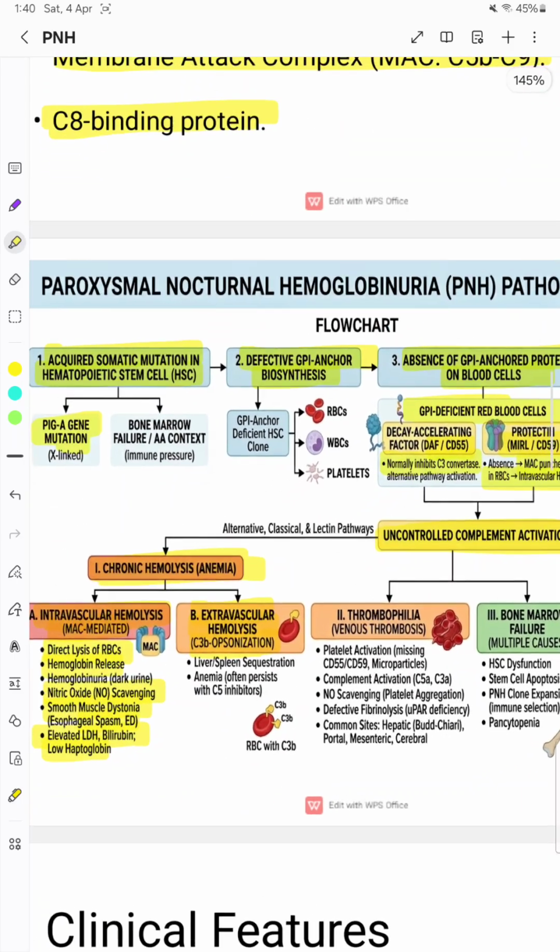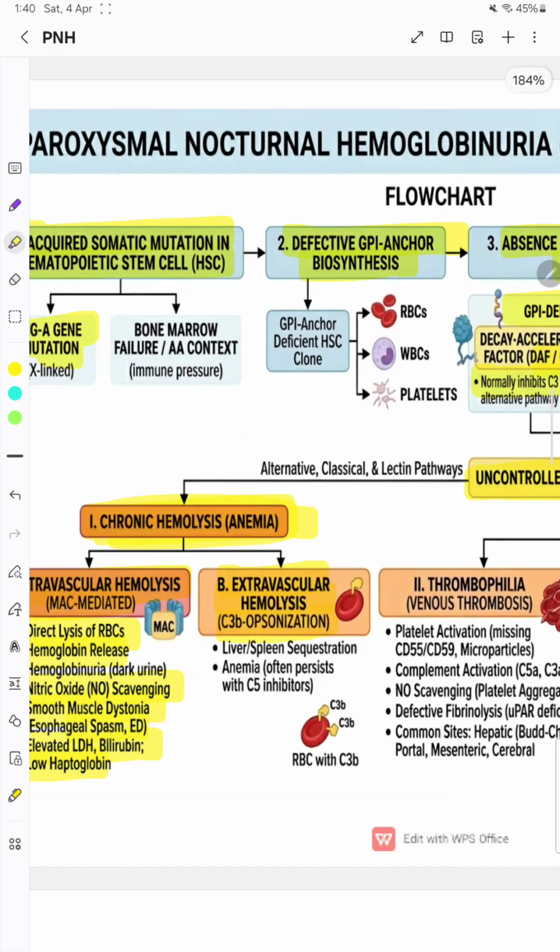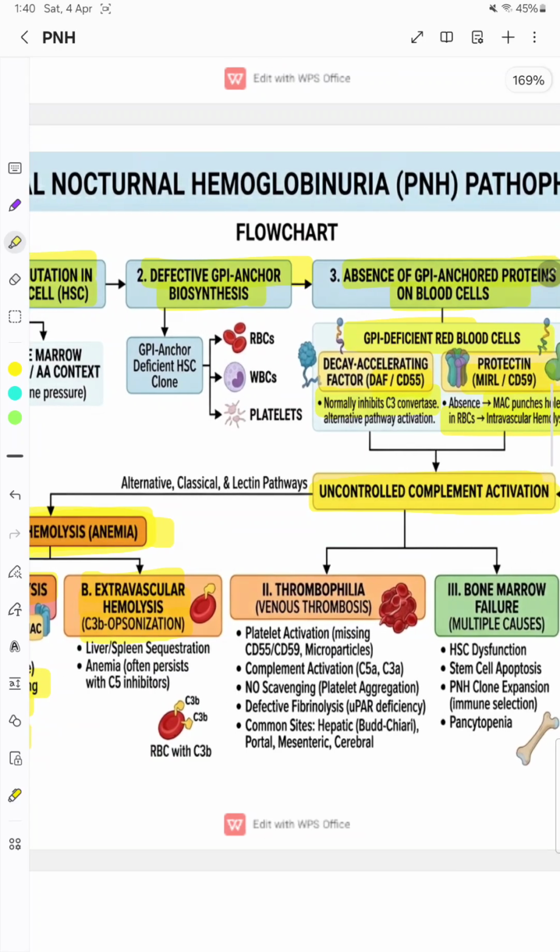So these are what we have discussed about hemolysis and anemia.